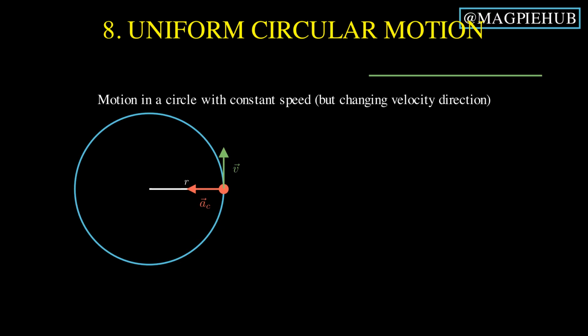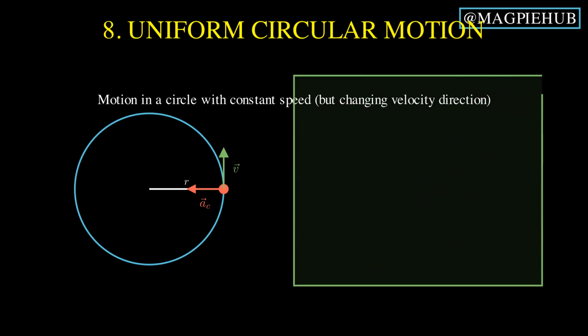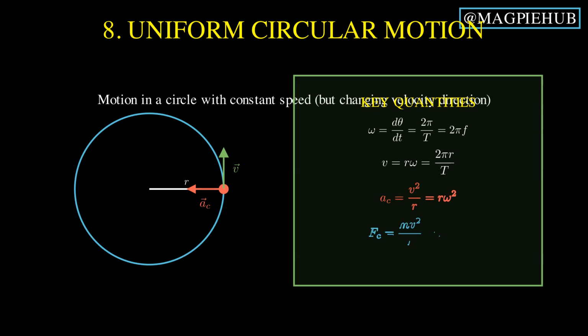Omega is angular velocity equal to 2 pi over time period. Linear velocity v equals r times omega. The centripetal acceleration ac equals v squared over r. Centripetal force equals m v squared over r. These formulas are must-know for NEET.